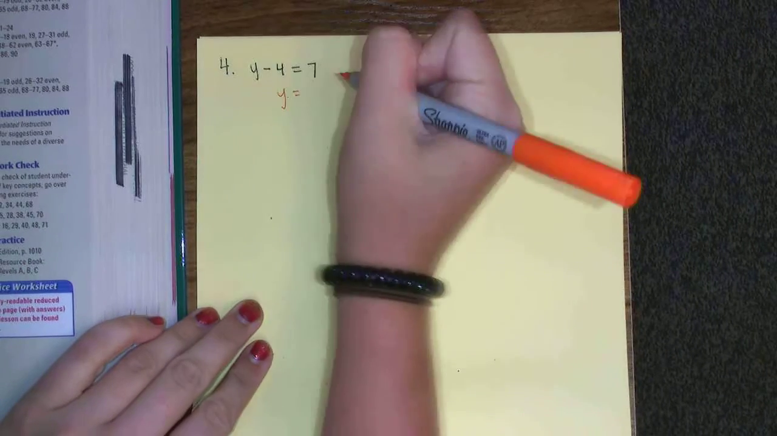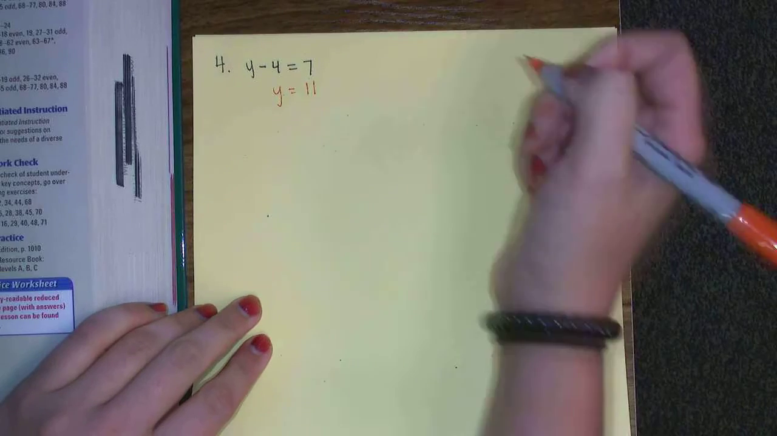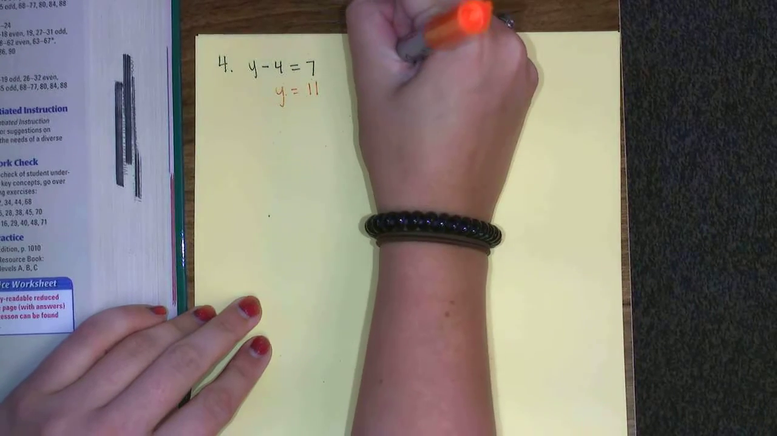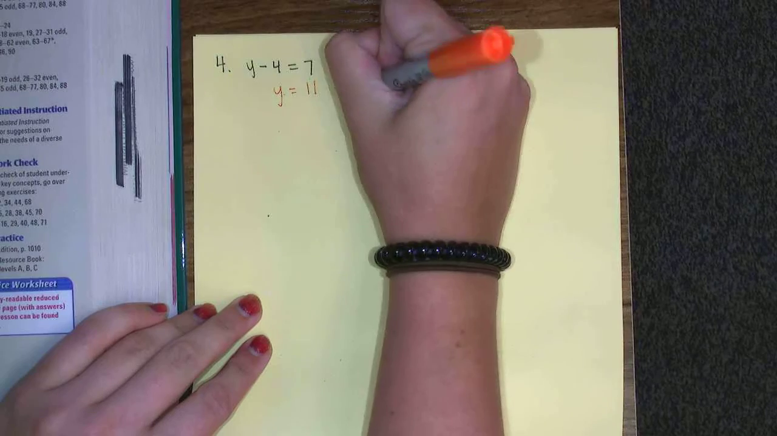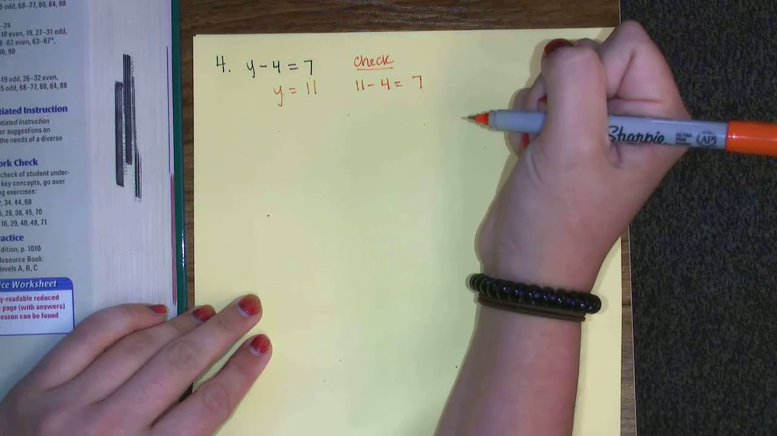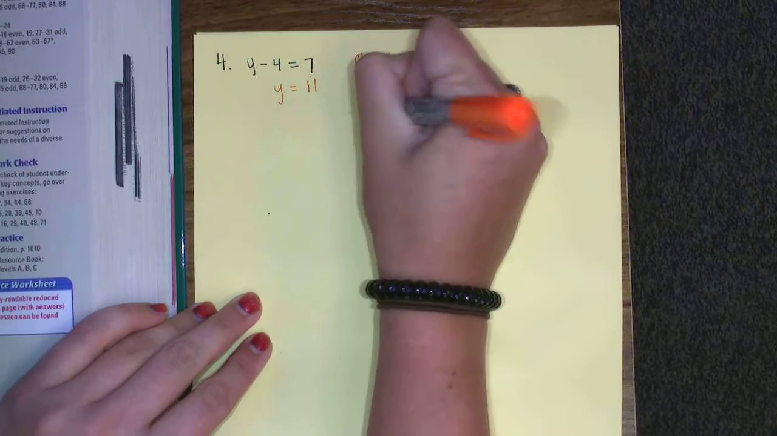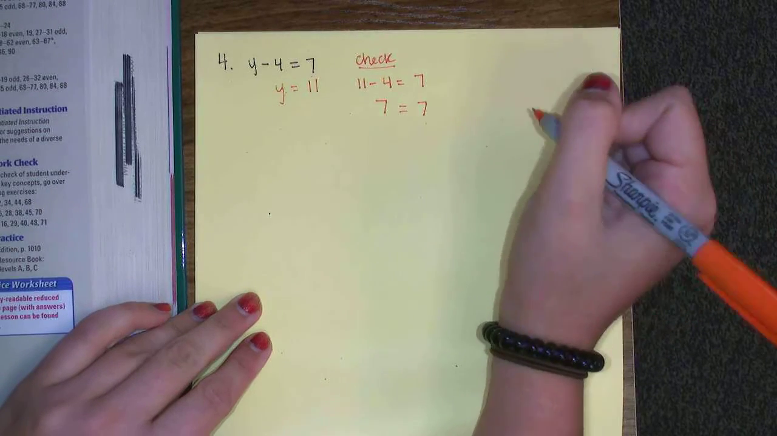So how do I solve for a variable? Add 4 to both sides. Okay, so y is equal to 11. Okay, so then the check part of it, you plug that back in. So you say 11 minus 4 is equal to 7. You leave the 7 alone on the right-hand side, and then you need to show that 7 is equal to 7. Okay? So the first step of checking is to plug it in.